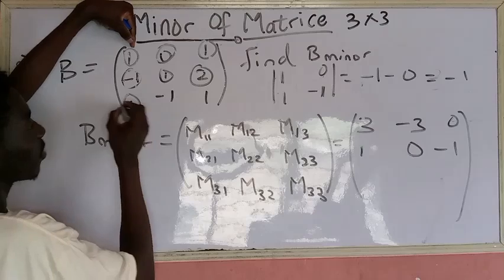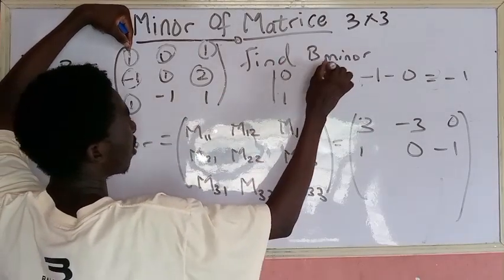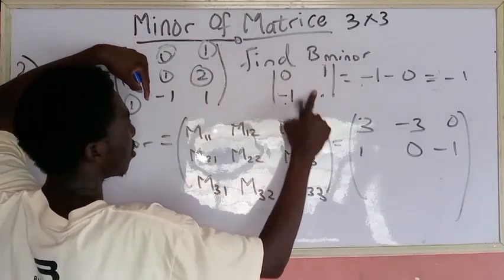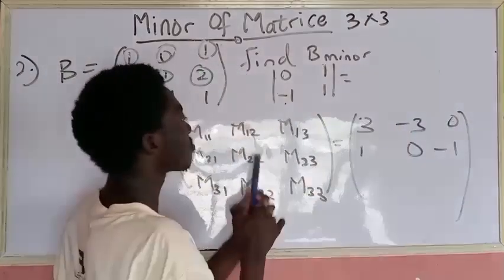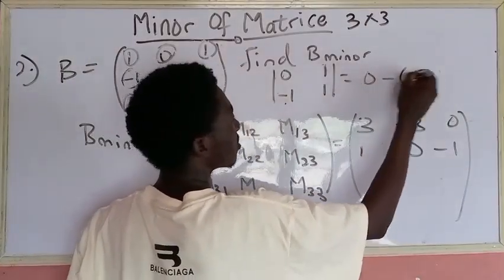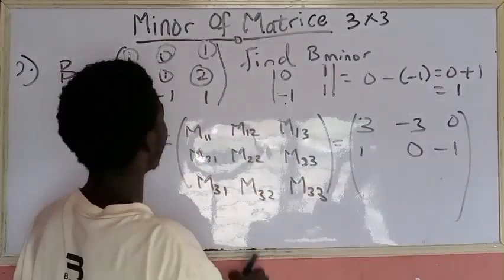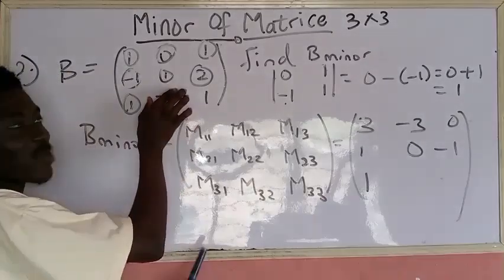Next one for 1. Block this column, block this row. So I'll have a 0 and I'll have a 1. Minus 1 and 1. And 1. Can you see that? So I'll have a 0 minus 1. 0 plus 1 is what? Is 1. So you have a 1 here. Can you see that?